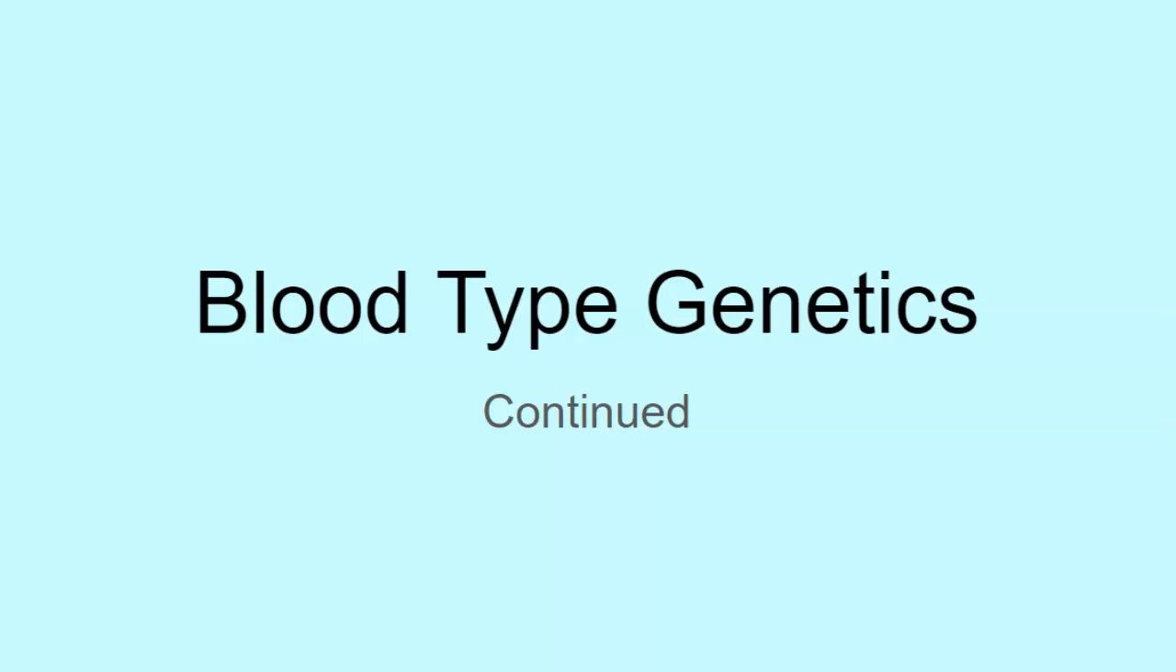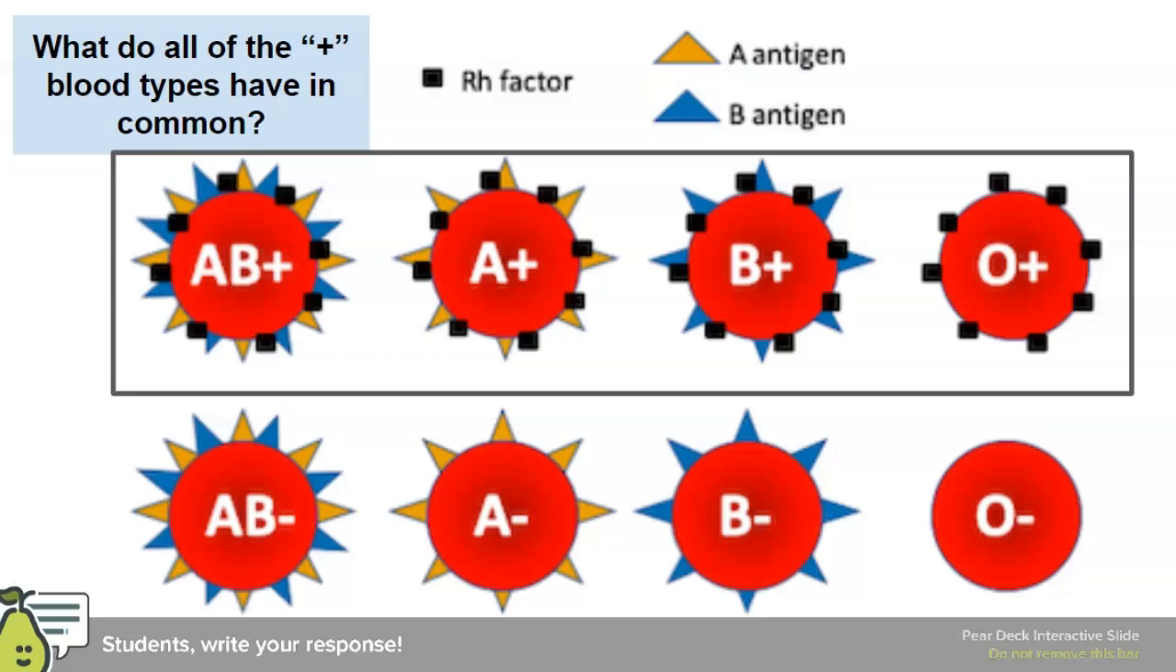So we're going to talk about blood type genetics again, but we're going to talk about a second part of blood type. And that is when you hear about people's blood types, you probably hear A positive or B negative. What does that positive and what does that negative mean? That's what we're talking about today. So let's take a look.